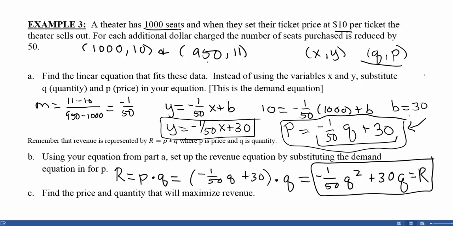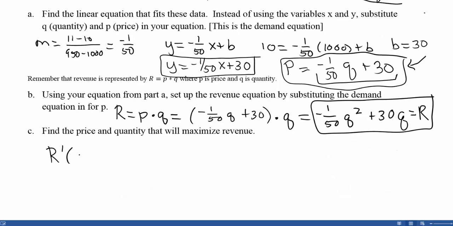Now that my revenue equation is all set up, I can maximize it by using derivatives. So again, I want to find where the first derivative of this function equals 0, because then I will have a critical point, and I know that maximums happen at critical points. So let's see what the first derivative looks like. Here, the first derivative of revenue, we go to the first term. I have negative 1/50th q squared, so the 2 comes down. I have negative 2/50ths q to the 1 power, plus the derivative of 30q is 30. And I want to know, when does that equal 0?